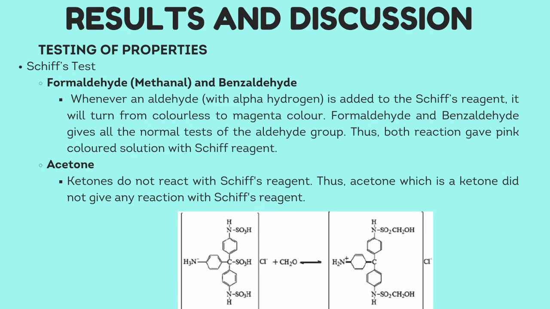Next is the chef's test. So formaldehyde or the methanal and the benzaldehyde react with the chef's reagent. Whenever an aldehyde with alpha hydrogen is added to the chef's reagent, it will turn from colorless to magenta. So formaldehyde and benzaldehyde give all the normal tests of the aldehyde group. Thus, both reactions gave a pink or magenta colored solution when reacted with the chef's reagent.